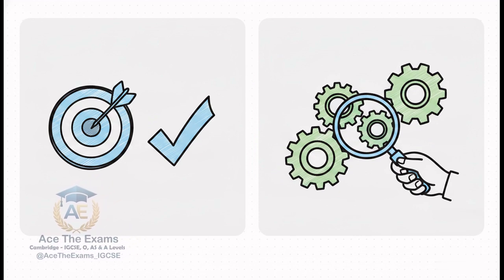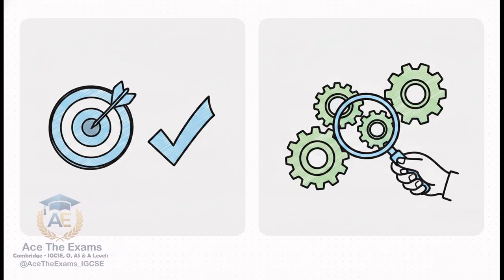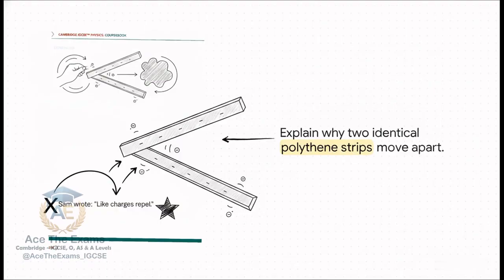You make your point, you cite the evidence from the specific scenario in the question, you provide the explanation using core physics principles, like electron transfer, and you link it back to the final result they asked about. Let's look at a real past paper scenario.